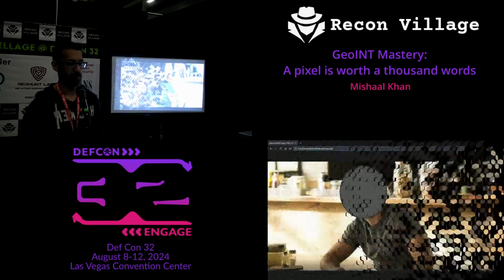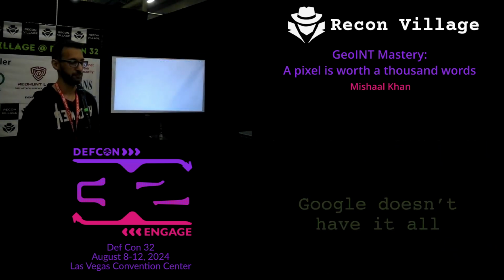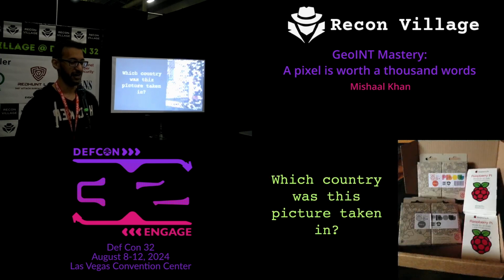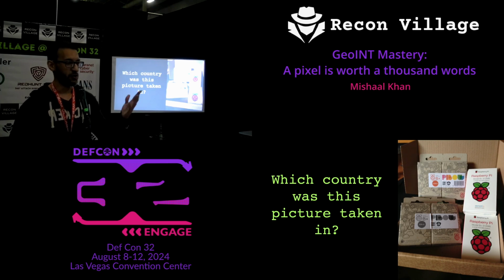Let's go deeper and deeper. So we take Google for granted. Everything is a Google search. In fact, the word search is also called Googling, which it shouldn't be, but that's how it is today. So just to prove to you, Google doesn't have a lot of results. This was by luck. We all know what this is, a Raspberry Pi and stuff. I want to know which country this picture was taken in. Let's say that's my target, that's my goal of GeoINT.